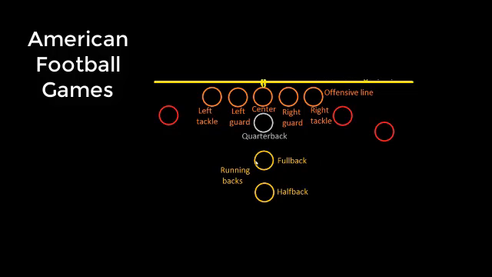If the quarterback does decide to pass, he can pass to one of these guys. So the 2 guys way out on the end are the wide receivers. So this guy over here, he'll be the wide receiver on this side.